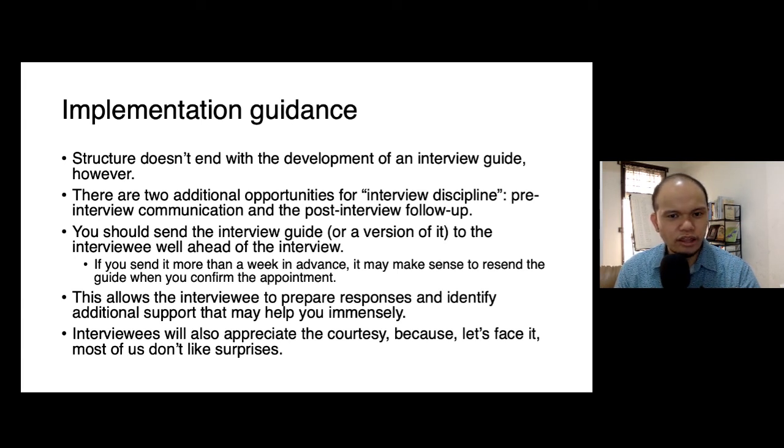But don't send it way ahead of time, because there's a risk that the interviewee will be swamped with so much work that the interview guide would be lost in the midst of the daily work. So send it well in advance, but not just the day before or a few minutes before. Give it a few days, maybe 3 or 4 days. It's really your call, depending on how busy the interviewee is.